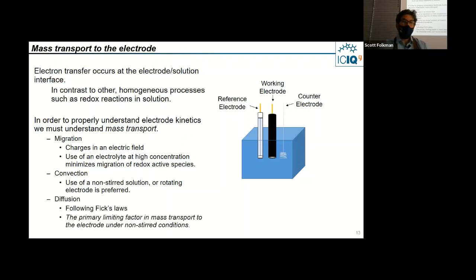The last way is diffusion, and I'm not going to go through Fick's laws of diffusion, but essentially when we start an electrochemical reaction, diffusion will occur and the species will diffuse to the electrode, react with the electrode, and then the reactant will diffuse away from the electrode. And we'll see that a little bit more clearly when we get to the cyclic voltammogram simulations.